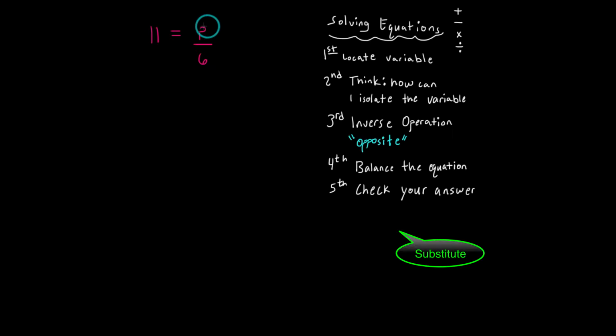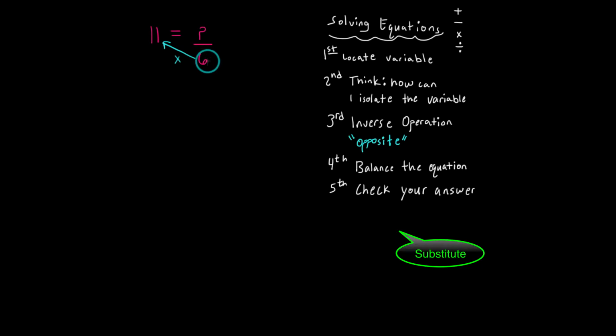The variable is p. Step 2 is to think, how can I isolate this variable? I need to get 6 on the other side of the equation. Step 3 is to do the inverse operation. Since p is being divided by 6, the inverse is multiplication, and I'm going to use an arrow and draw that arrow from 6 to the 11 in this case, and I'm going to put a multiplication symbol below. This not only fulfills step 3, it also fulfills step 4. It's balanced to the equation.